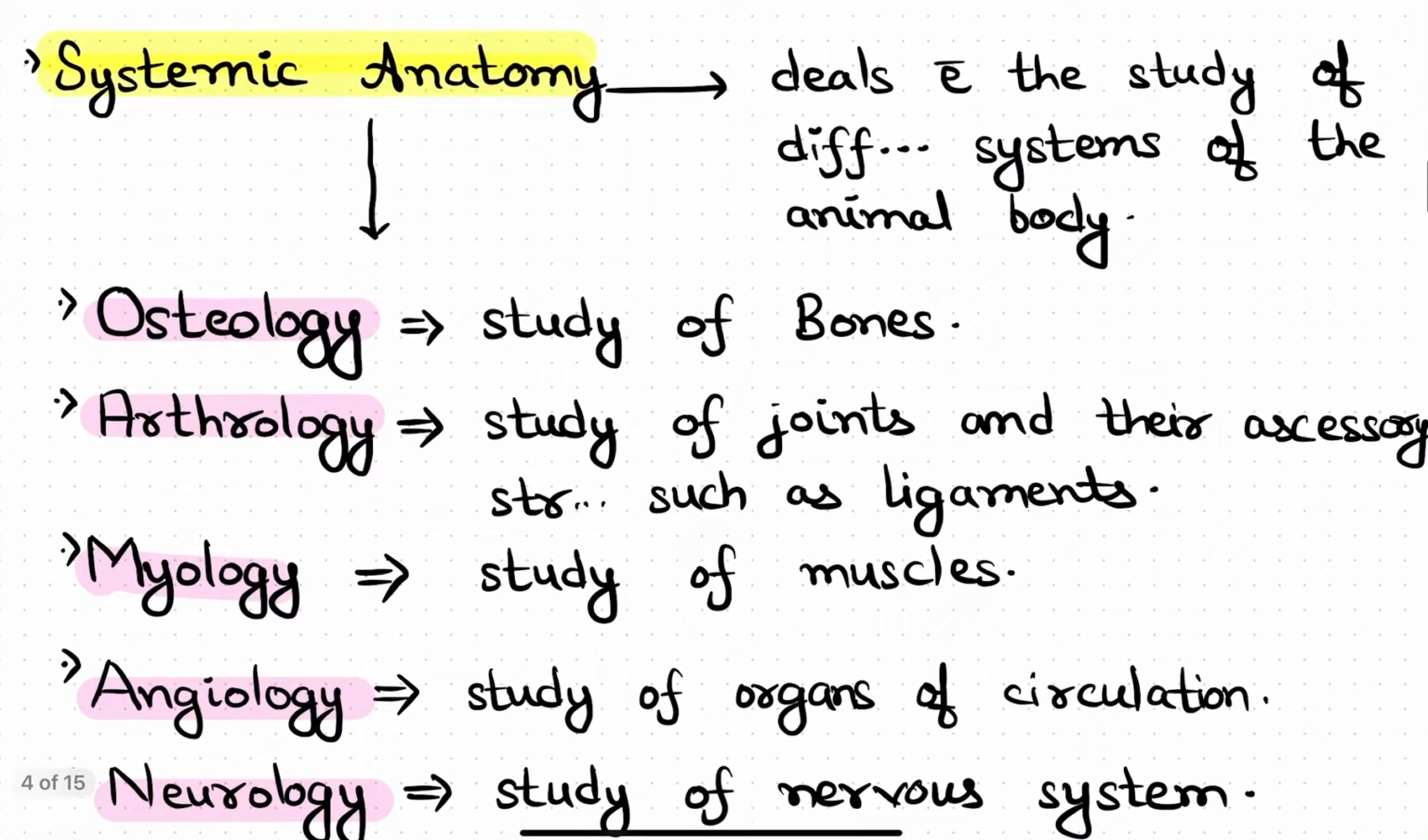Now there are subtypes of systematic anatomy. Systemic anatomy deals with the study of different systems of the animal body. Now what are these systems? We have osteology, in which we study bones. In arthrology we study joints and their accessory structures like ligaments. Next, we have myology, in which we study muscles.